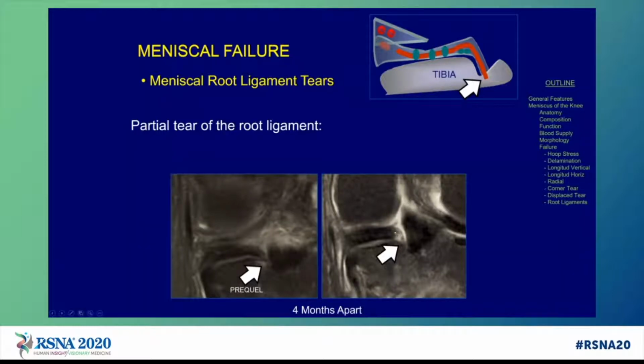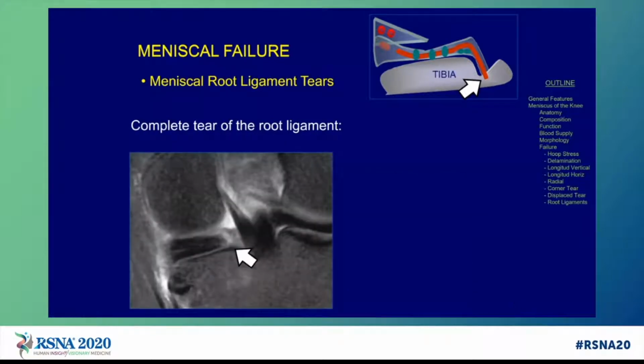4 months later, only a little bit of the posterior root ligament of that medial meniscus is visible. So a high-grade partial tear is seen. This is a complete tear of that root ligament, looking very much like a radial tear of the meniscus, as we just discussed. There is a meniscal gap.